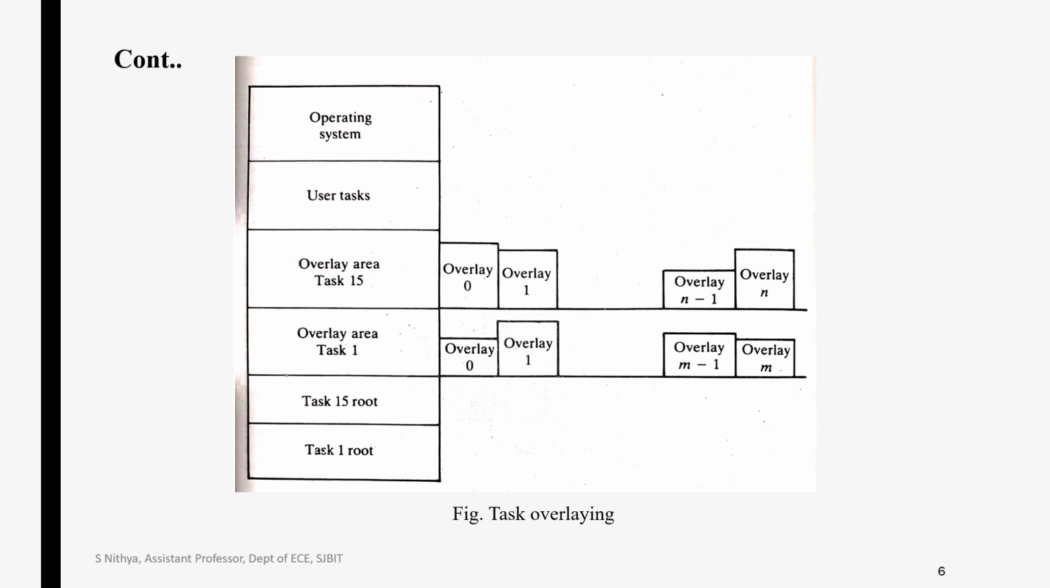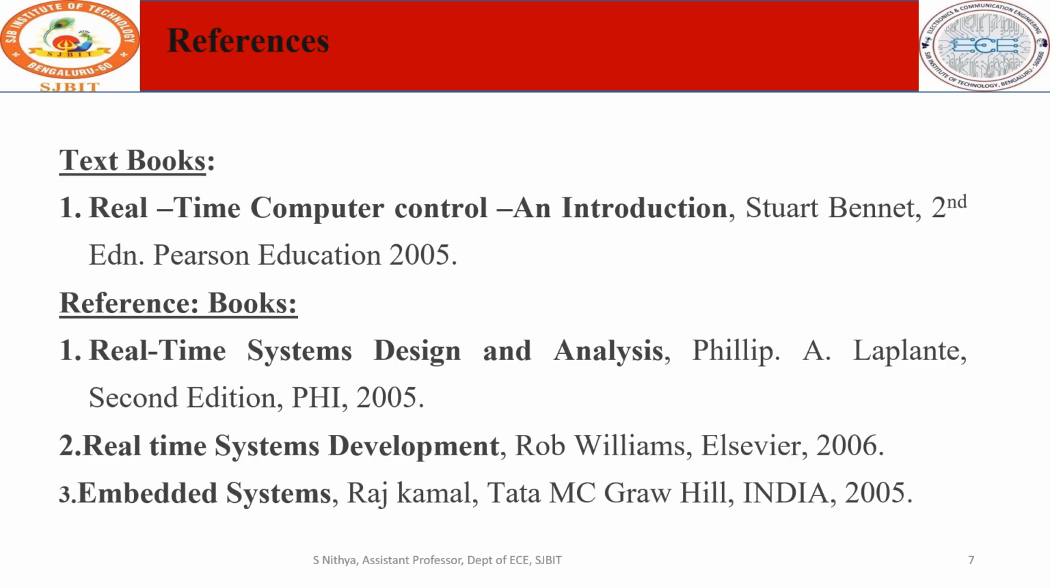This is task overlaying. Here you see overlay 1, overlay 2, overlapping the tasks one by one up to task 15. This is one of the task overlaying diagrams. These are the references. This is how the memory will be managed. It is one of the resources, and the resource will be managed and the data stored through memory management.